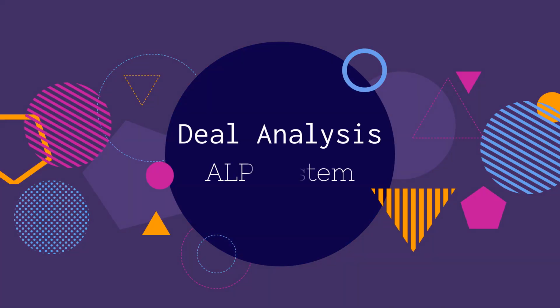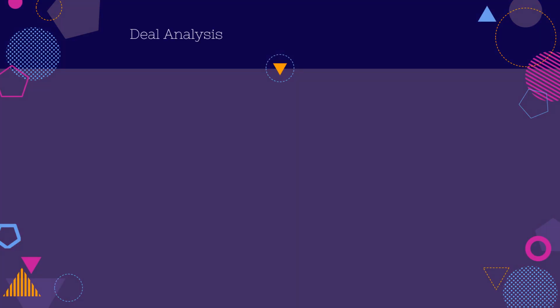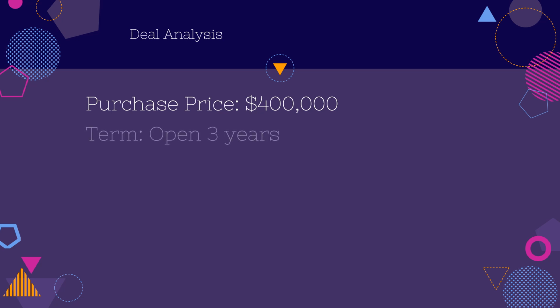ALP System Deal Analysis. Today we'll discuss the ALP deal, how it's structured, and how profits are made in an ALP deal. Let's take the purchase price as $400,000. We're going to put it on a 3-year open term. What open term means is the mortgage can be paid off at any time without penalty.